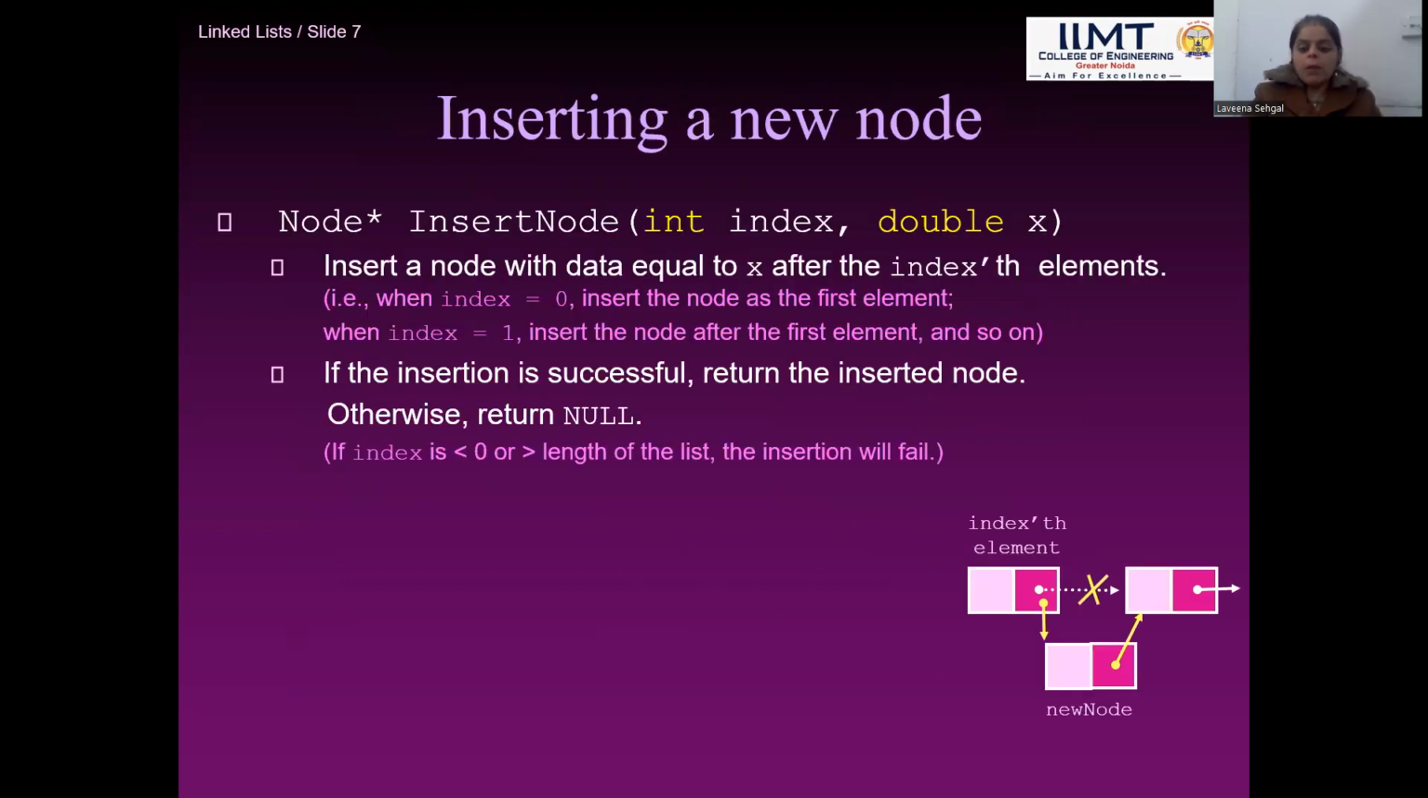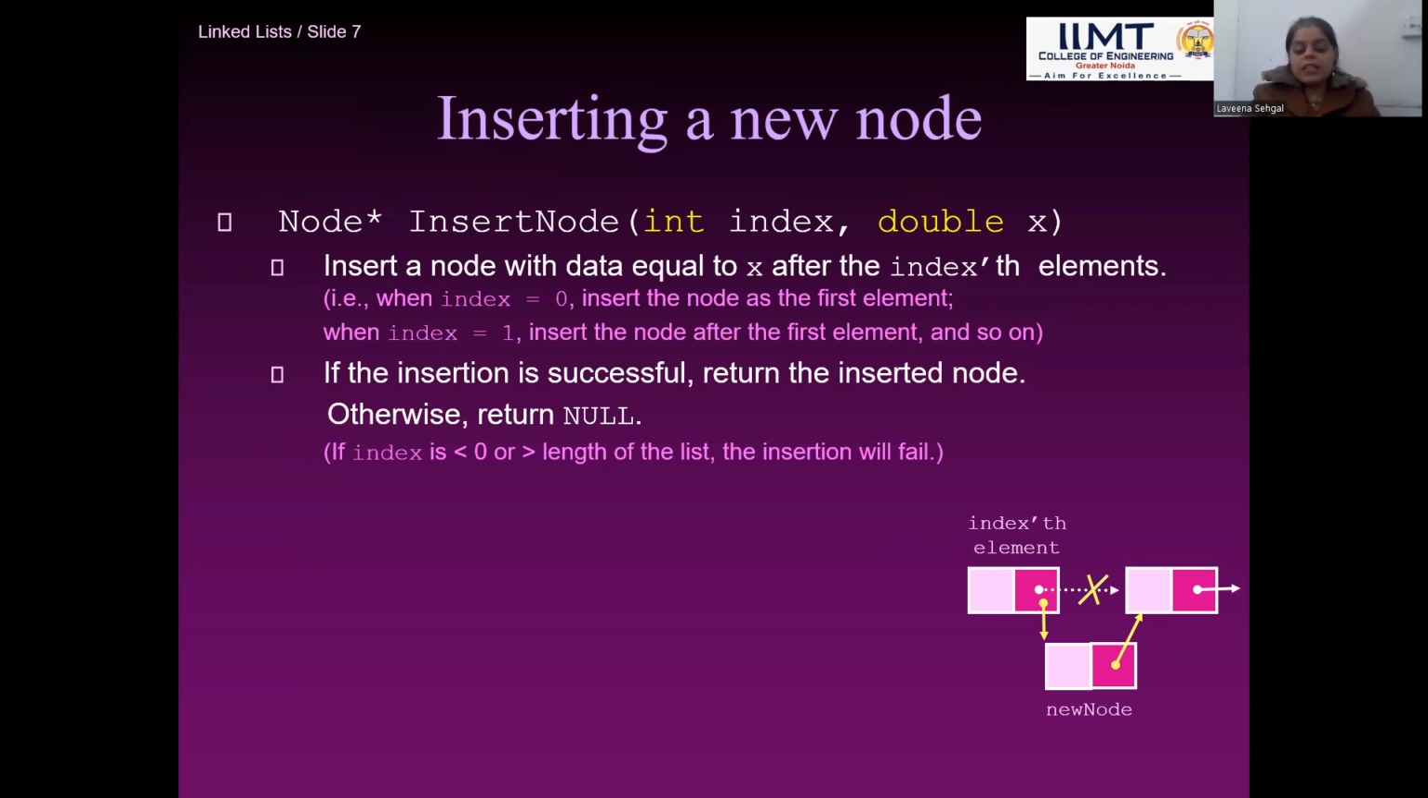So first comes inserting a new node. When inserting a new node, you have to check whether your linked list is overflowing or not. If it is overflowing, you can't insert any value. If there is vacant space, you can insert a value. So insert node at index, with double x. Insert a node with data equal to x after the index item. When the index is 0, insert the node as the first element. When the index is 1, insert after that, and so on.